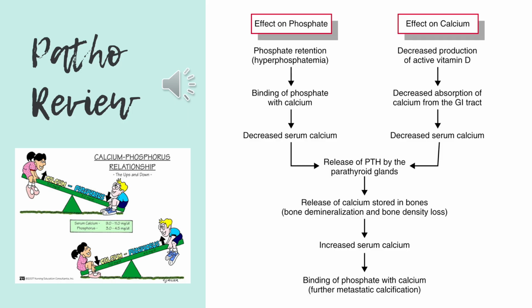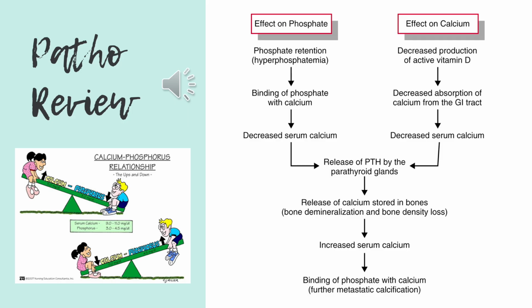Starting with the effect on phosphate. Normally, excess phosphorus is excreted through the kidneys. However, in chronic kidney disease, kidney function is reduced, and this leads to phosphate retention. So we see hyperphosphatemia, or too much phosphate in the blood. These elevated phosphate levels cause phosphate to bind with calcium in the bloodstream, which leads to a decrease in our blood calcium levels. So we see hypocalcemia.